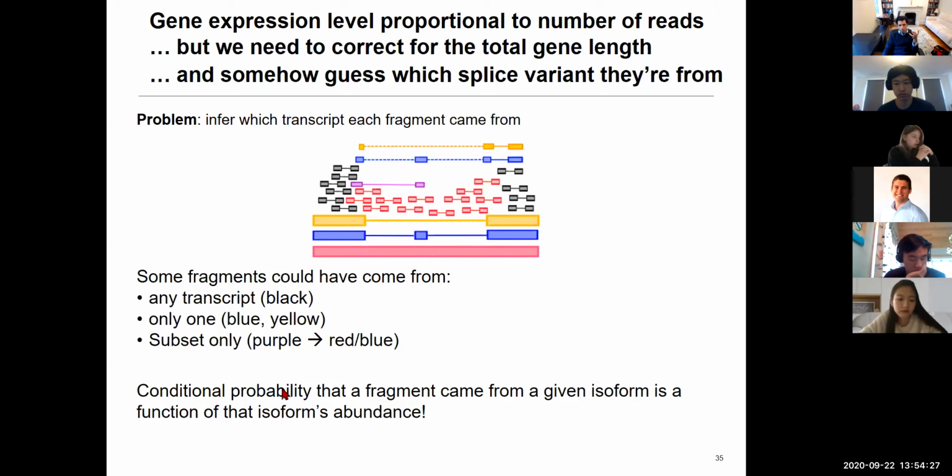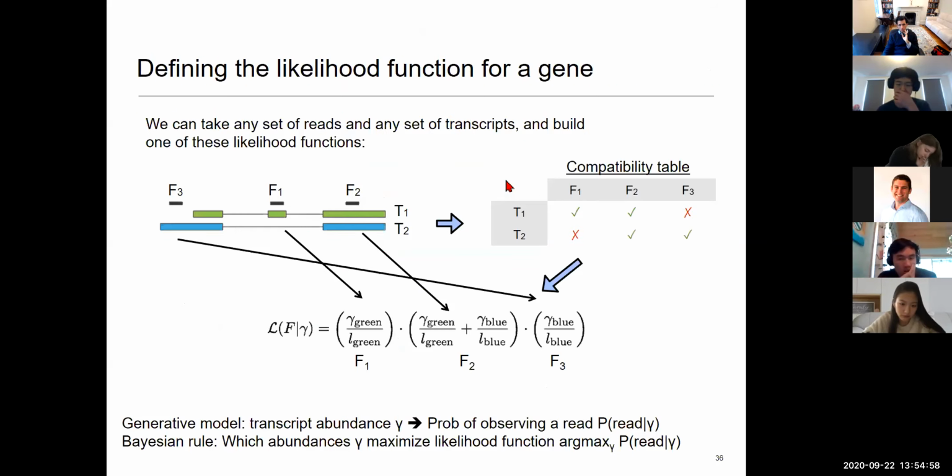So basically what you want to infer is the conditional probability that a fragment came from a given isoform. And you can infer that as a function of that isoform's existing abundance based on the other reads. So you basically have a large number of reads that are unique that allows you to now start estimating the isoform abundance for the ones that are unique, and then use these estimates to probabilistically assign the remaining ones to the transcripts that are most likely to have generated them.